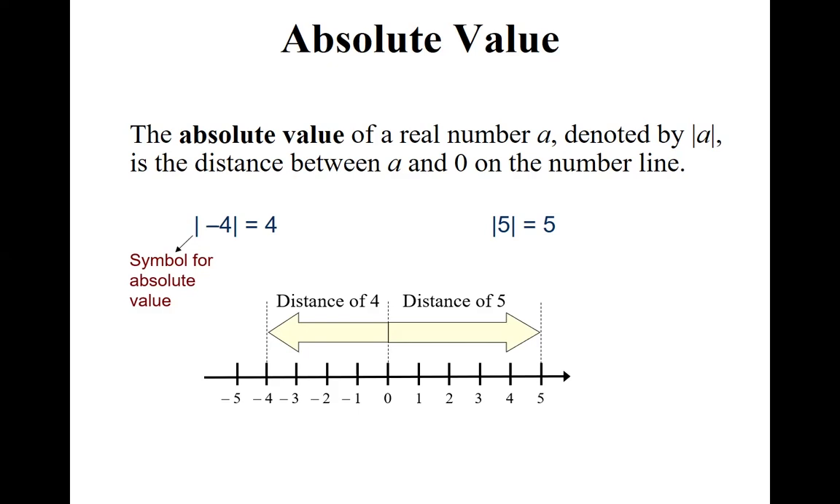In practice, you can think of the absolute value as the make positive function or the make positive rule. We see -4 inside the absolute value symbols. What do we do? We make it positive, 4. We see a 5 inside the absolute value symbols. What do we do? We make it positive, 5.